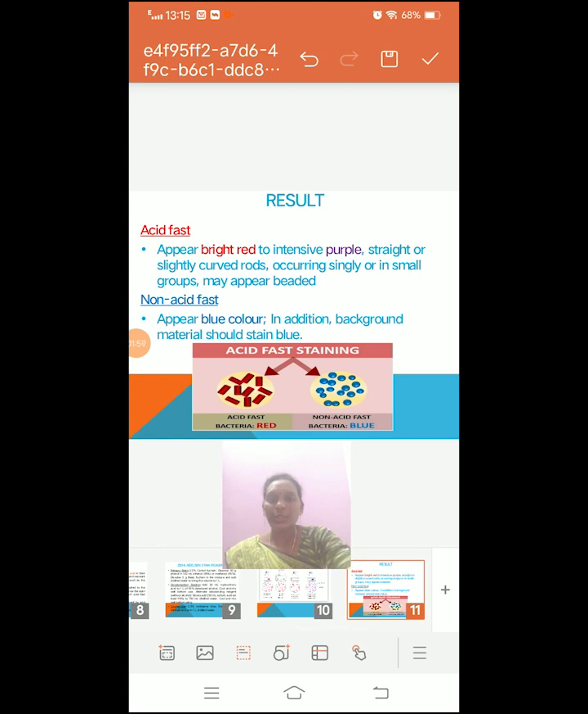The result will be that the acid-fast bacilli appear bright red to intense purple in color, and the shape will be straight or slightly curved rods, usually occurring singly or in small groups. They may appear beaded also. Then the non-acid-fast bacilli will appear just blue in color. In addition, the background material should stain blue.